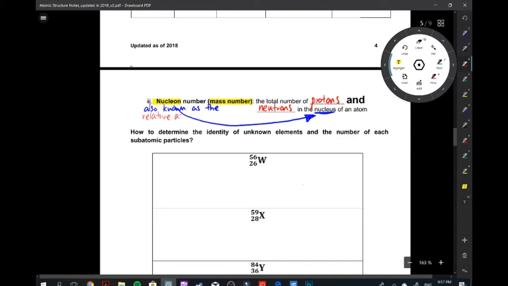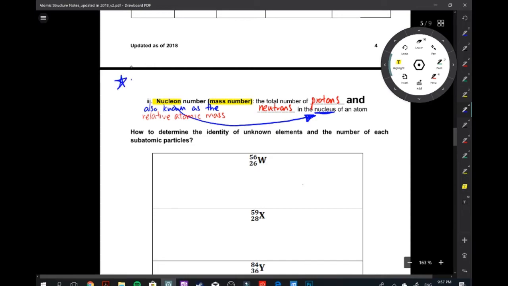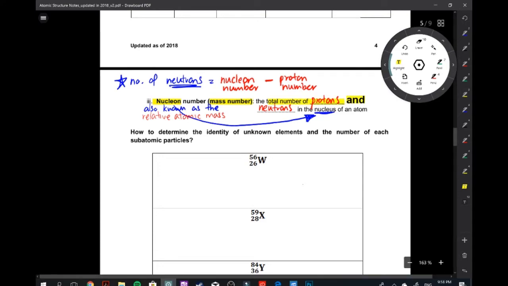So, like what I've mentioned, the nucleon number refers to the number of protons in addition to the number of neutrons. So with that, if I were to switch around the equation a little bit, the number of neutrons is actually equivalent to the nucleon number subtracting the proton number. Right, because the nucleon number is the number of protons and neutrons add together, the number of neutrons will be equivalent to the nucleon number subtracting the proton number. So let's do a few practice questions and take a look at what exactly does that mean.